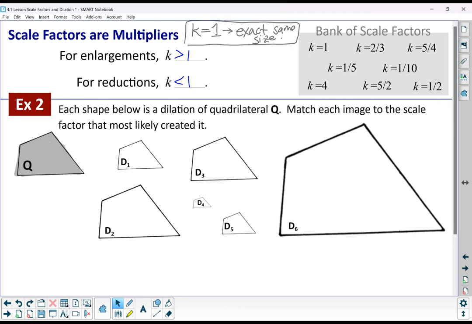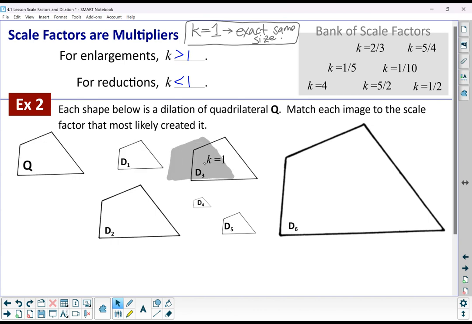So I have a bank of scale factors up at the top, starting with k equals 1, k equals 2/3, k equals 5/4, and there are some extra scale factors up here, so we're not going to use them all. And our goal is to match each of these shapes to its appropriate scale factor. So first of all, let's start with k equals 1. Can you spot which shape is exactly the same size? And hopefully as you're looking at those, you can tell that the shape that is exactly the same size is this one. So that would be a scale factor of 1.